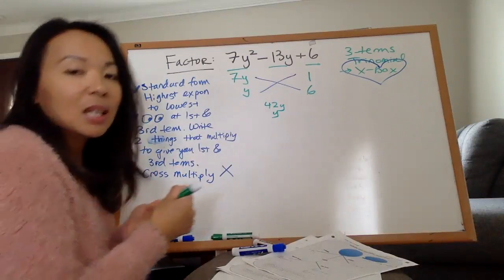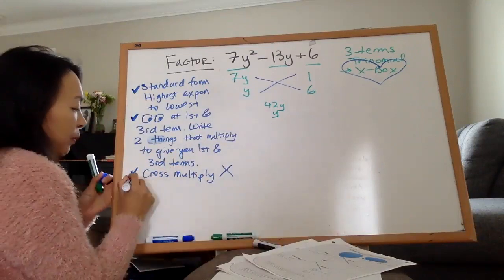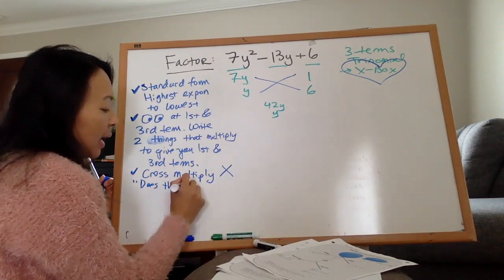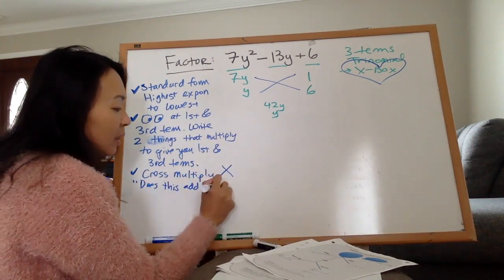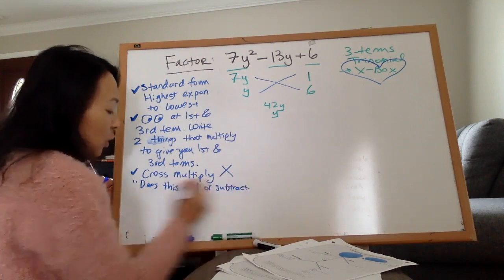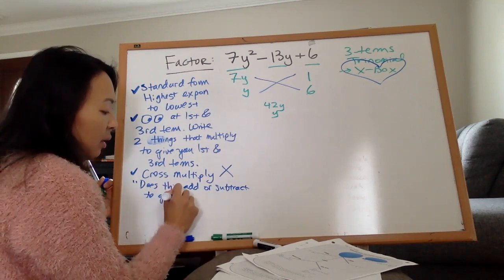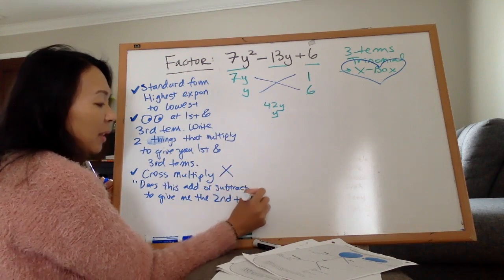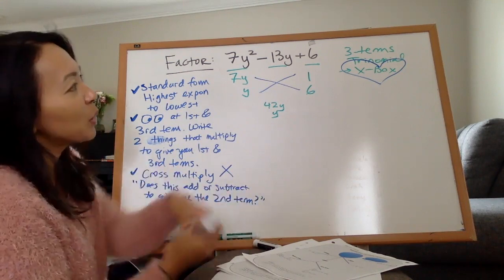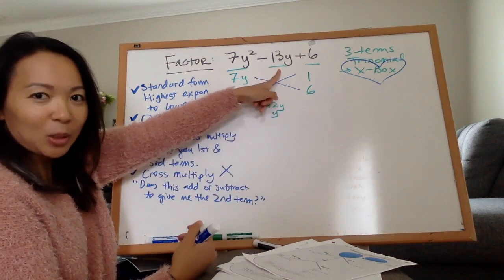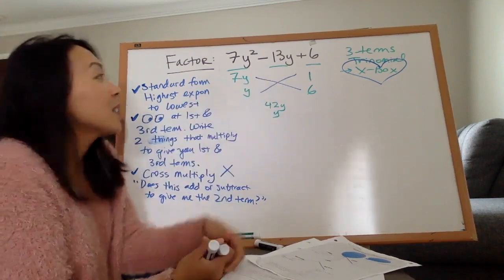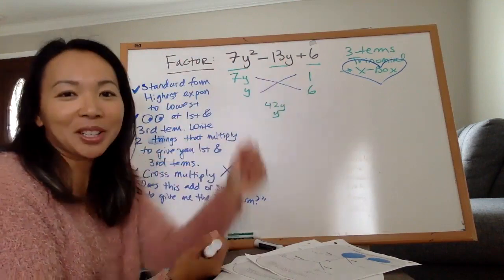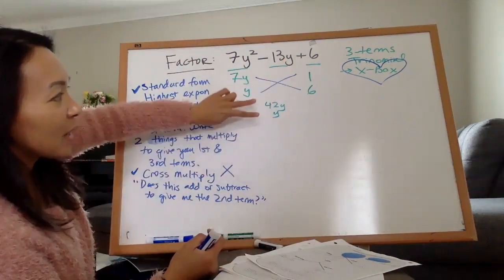And I'm going to ask myself, when I cross multiply, does this add or subtract to give me the second term? So that's what you want to be thinking in your head. So you might be wondering, what is this middle term good for? Well, this negative 13y is really important because it's going to tell you whether you chose the right numbers or not.